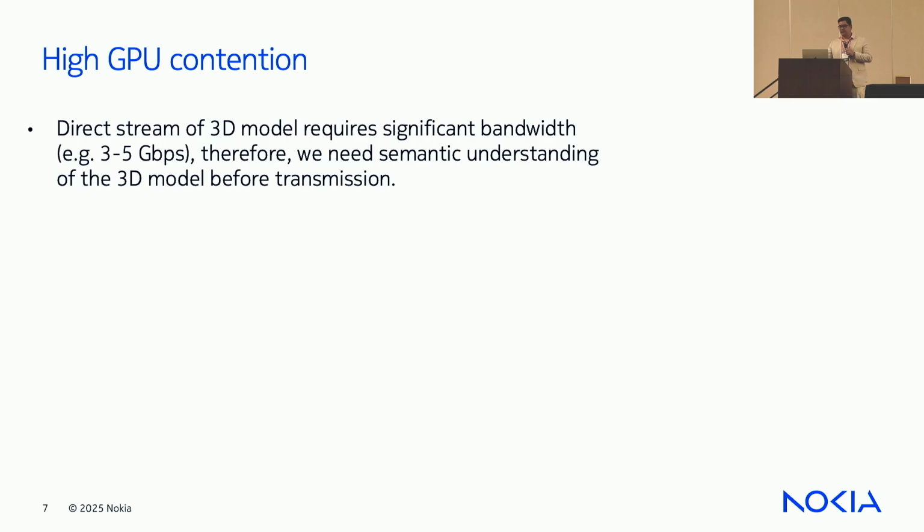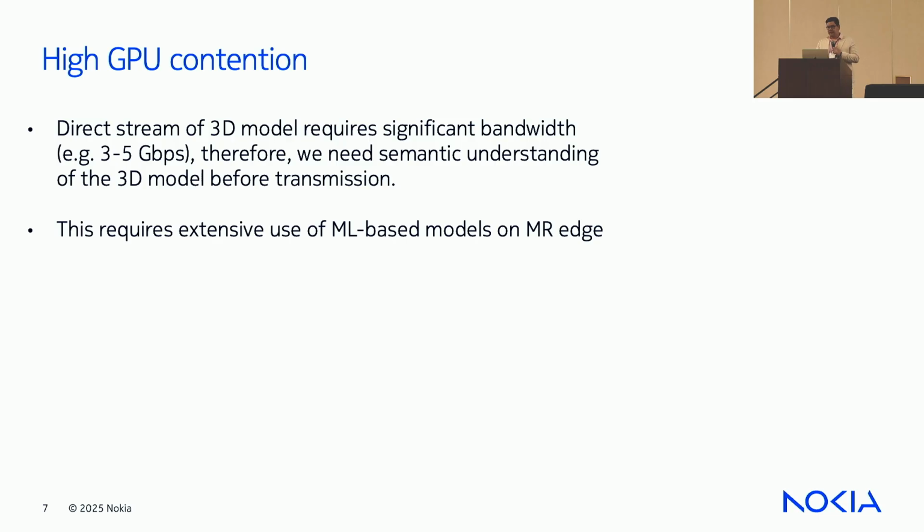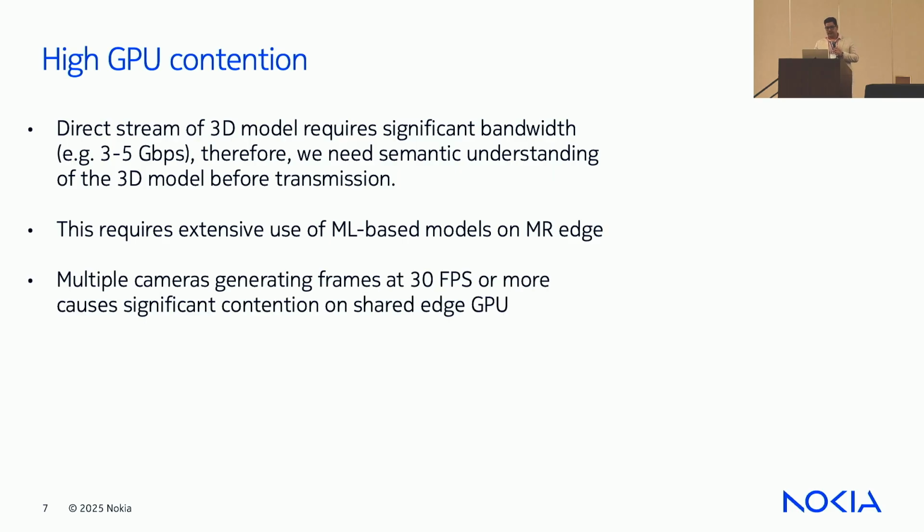As I mentioned, if we stream the 3D model directly, it would consume significant bandwidth, right? Like 3 to 5 gigabit per second. So we need some semantic understanding of the 3D model. We can use an ML-based model to segment the object of interest, and only transmit those objects to the remote user.